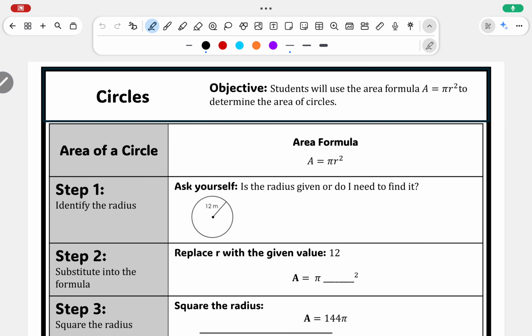All right, welcome to our next unit. We are beginning to work on our circles. The first couple of videos are going to be a review about our area and circumference.